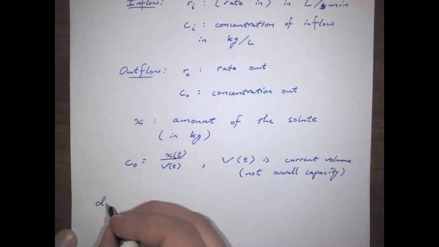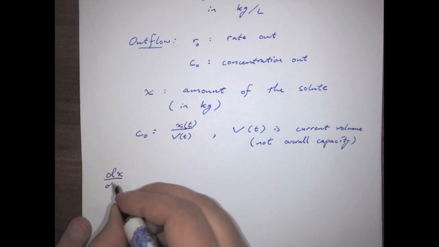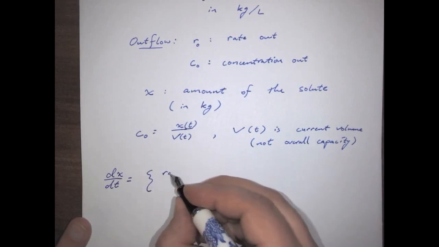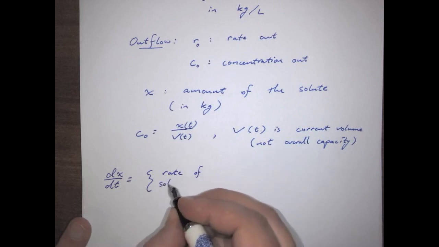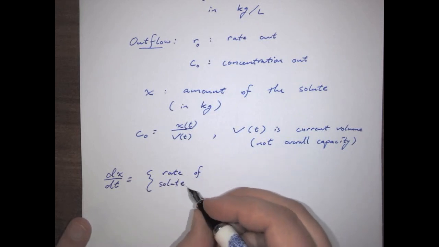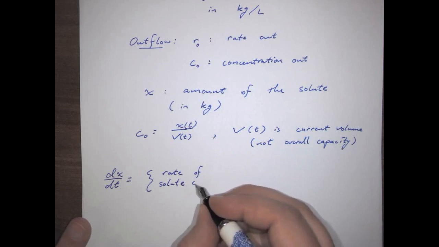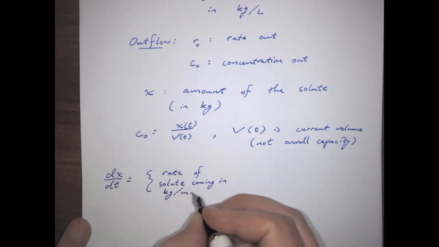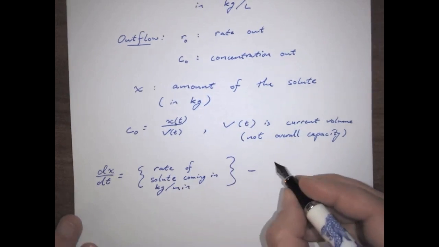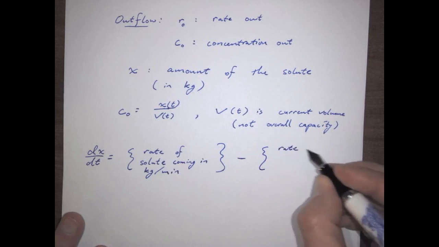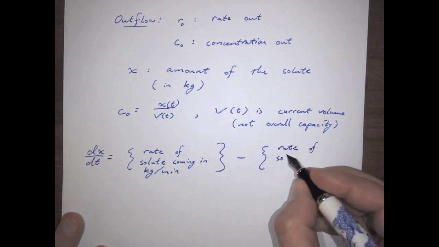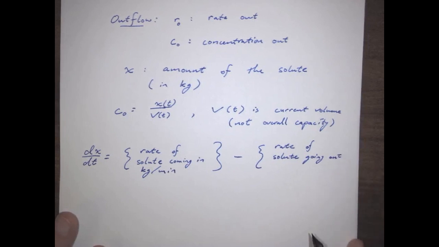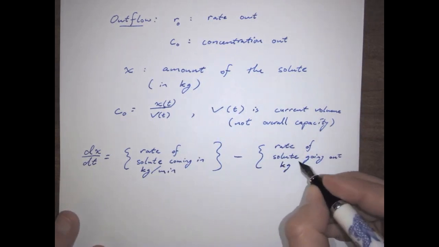Then, in general, dx dt is going to be rate of solute coming in, and that's in other words going to be kilograms per minute, minus rate of solute going out, and that again is going to be in kilograms per minute.